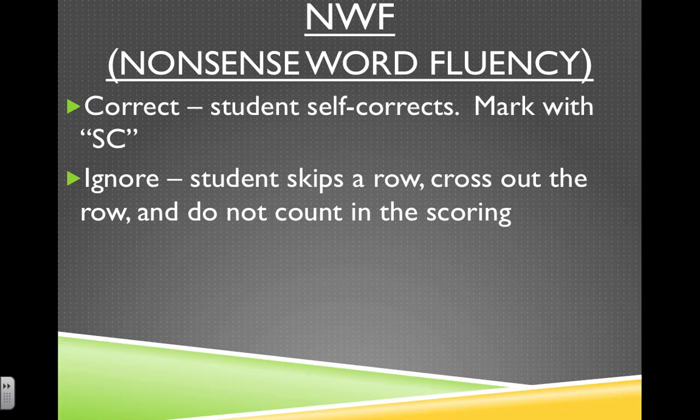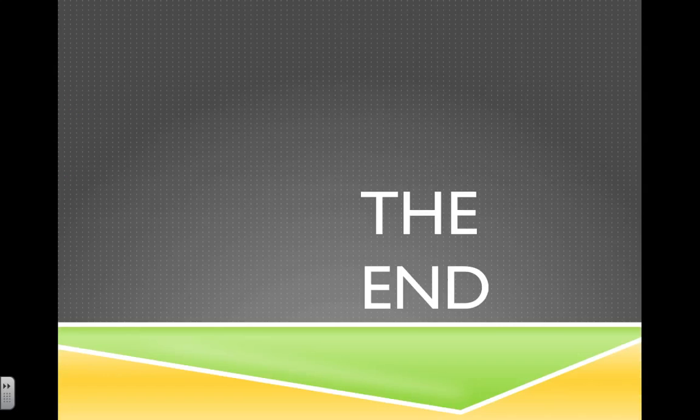You're going to ignore if a student skips a row. So if they skip the entire row, just simply cross out the row, and that row won't be counted in any of the scoring. So it's not that it's wrong, it's not that it's right, it's as if it doesn't exist. It's not counted in the scoring at all.